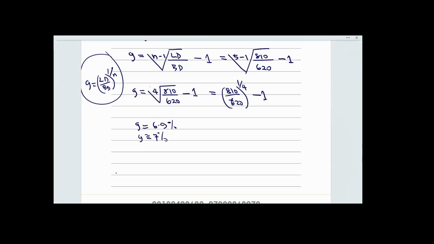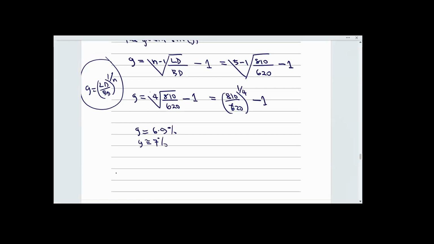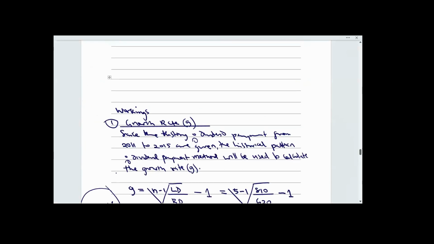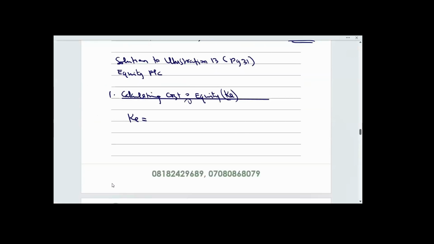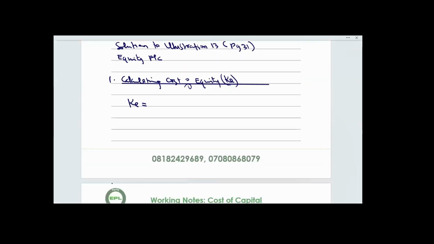Okay, so that's that. Now that I've calculated the growth rates, I need to go up there to my formula and calculate the cost of equity. All right, so I said cost of equity is the current dividend times 1 plus the growth rate, divided by the XDIV, ex-dividend share price, plus the growth rate. All of this multiplied by 100 over 1. This is the formula for calculating the cost of equity.